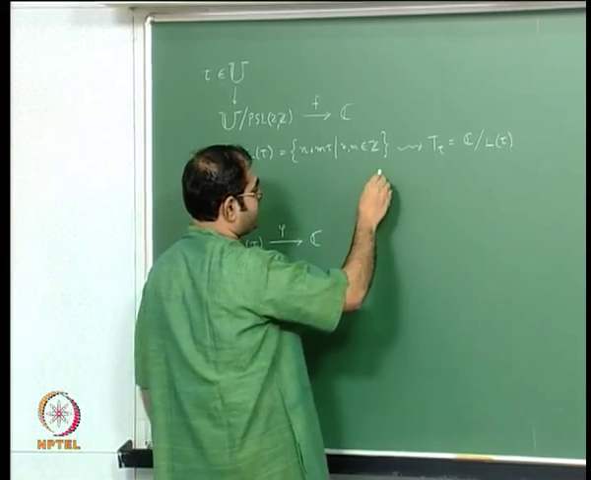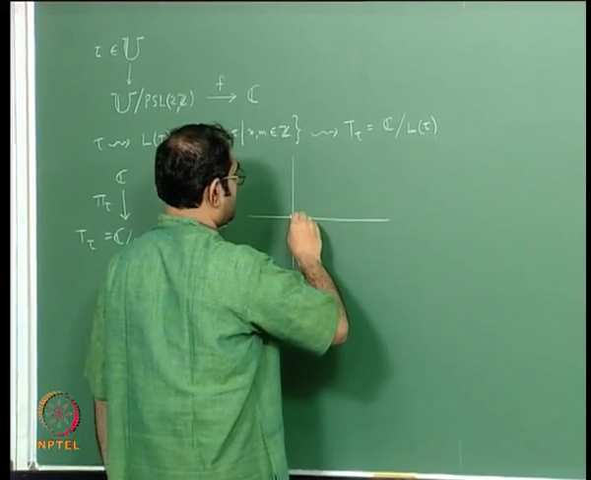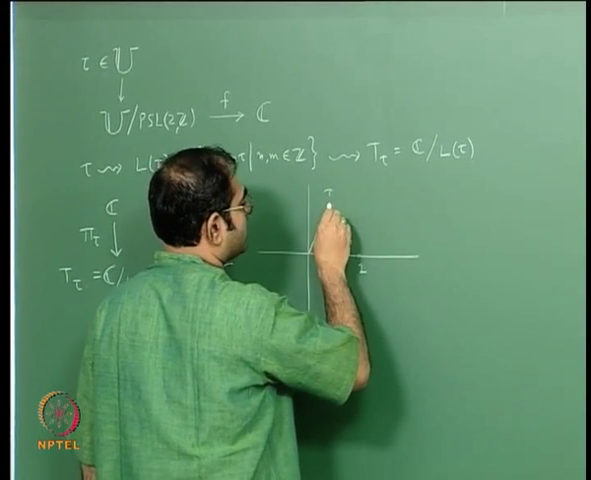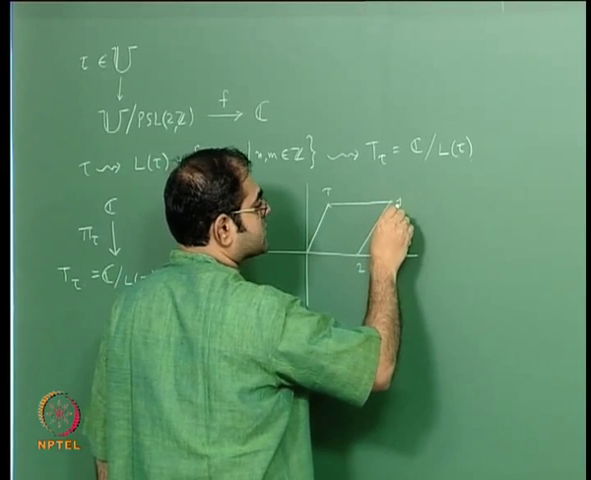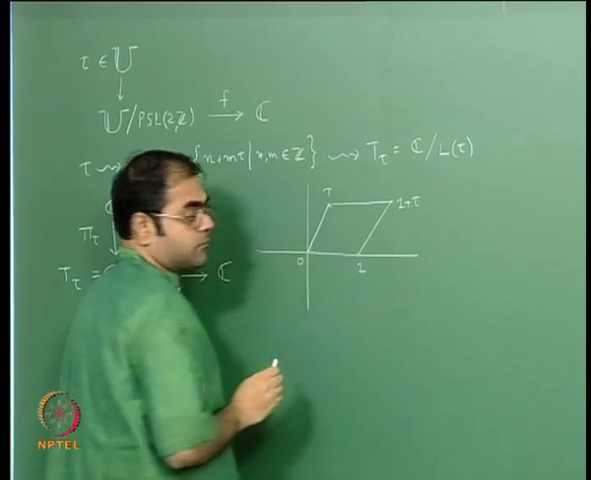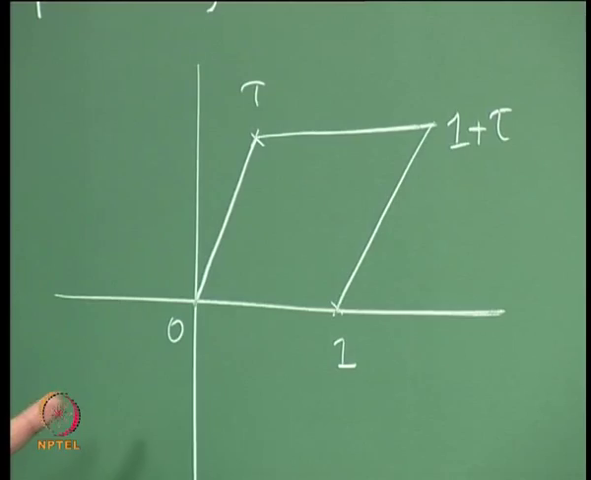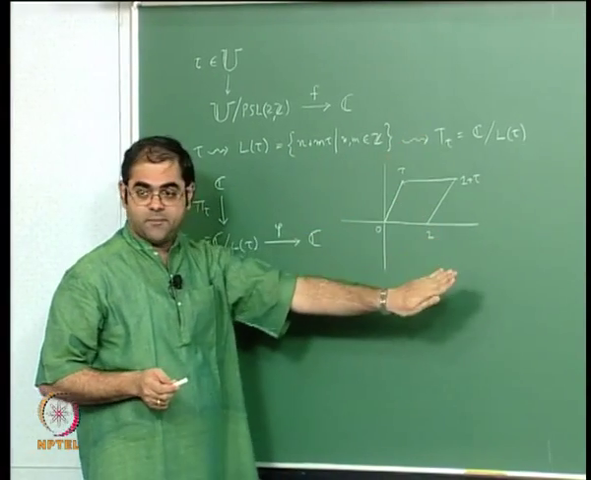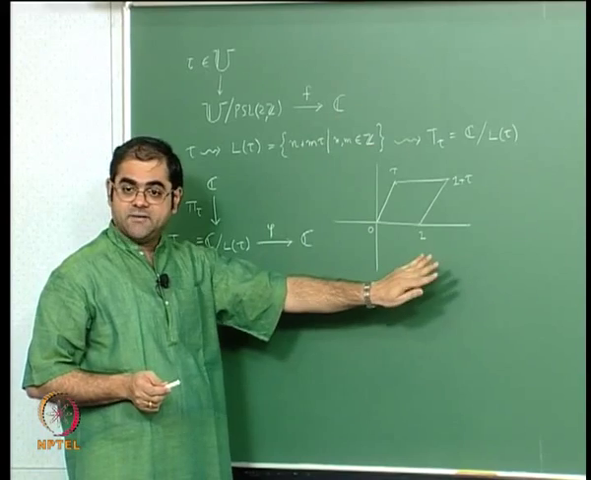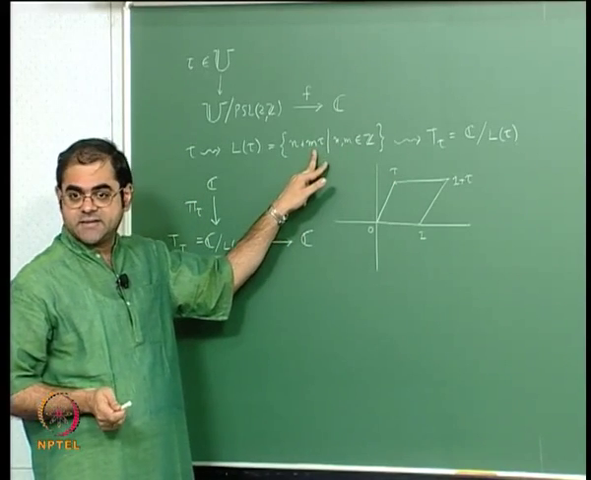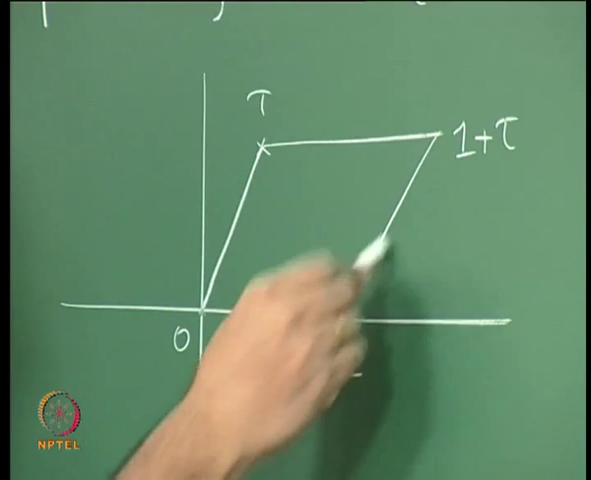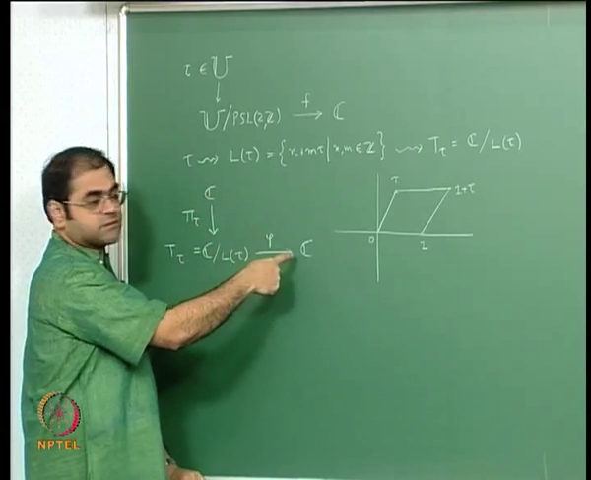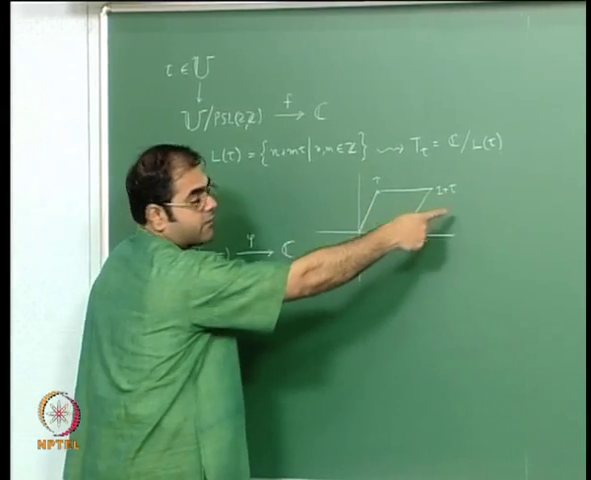So the picture is: here is 1, and here is my tau, and then I have this so-called fundamental parallelogram, which has these 4 vertices, and of course these 4 are elements of this lattice. If I repeat this parallelogram on the whole plane, the vertices will give me all the points in this lattice. The image of this closed parallelogram, that is the interior along with the boundary, is going to be the image of this function, because after all it is periodic.